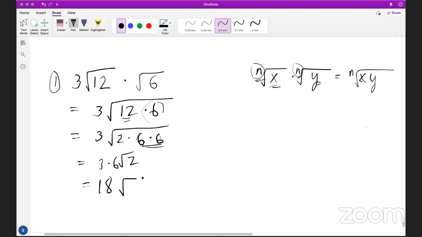Kung minultiply mo naman to, magkakaroon ka ng 3 times 72. 72 is equal to 36 or 6 squared times 2. Kaya ganun lang din yung makukuha mong sagot.